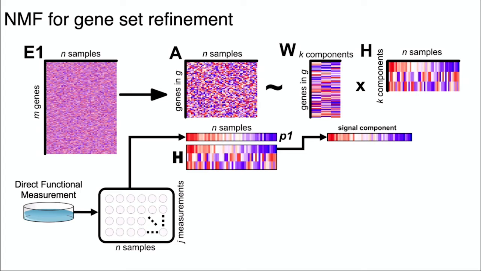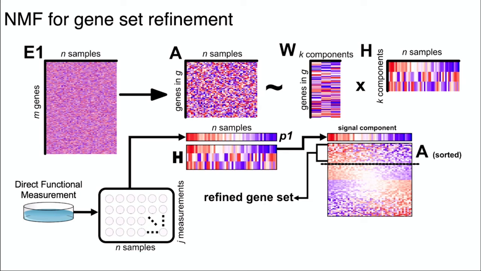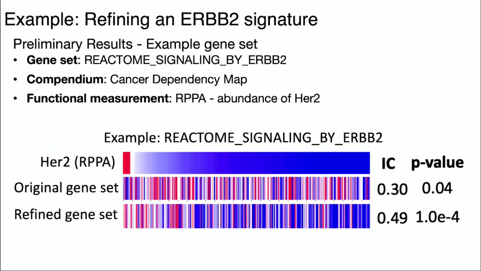The row, or component, of H most associated with the direct measurement is termed the signal component, and we then identify the genes from the original A matrix most associated with the signal component to comprise the refined gene set. In short, this method identifies lower dimensional transcriptional patterns in the expression space of the original gene set and defines new gene sets based on this coordinate regulation.